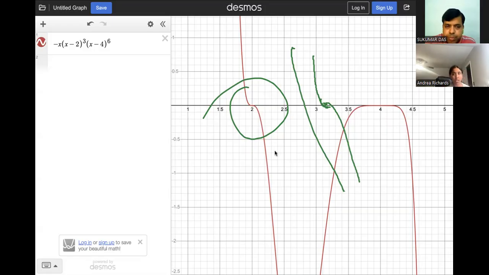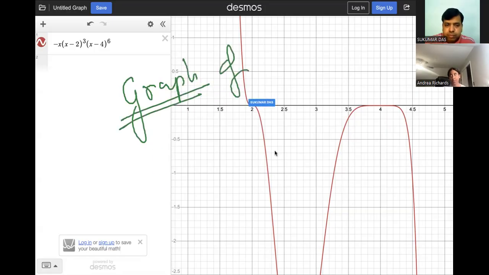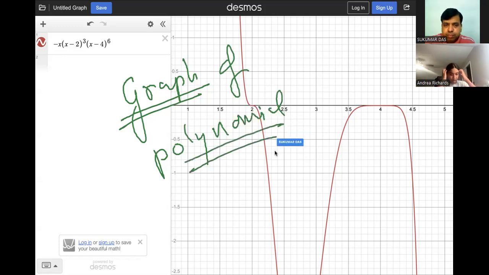So there are four possible scenarios. If an is positive and n is even, then the arrows will go in both directions, like up. If an is negative and n is even, both arrows will go down. If an is positive and n is odd, the left arrow will go down and the right arrow will go up. And if an is negative and n is odd, then the left arrow will go up and the right arrow will go down.